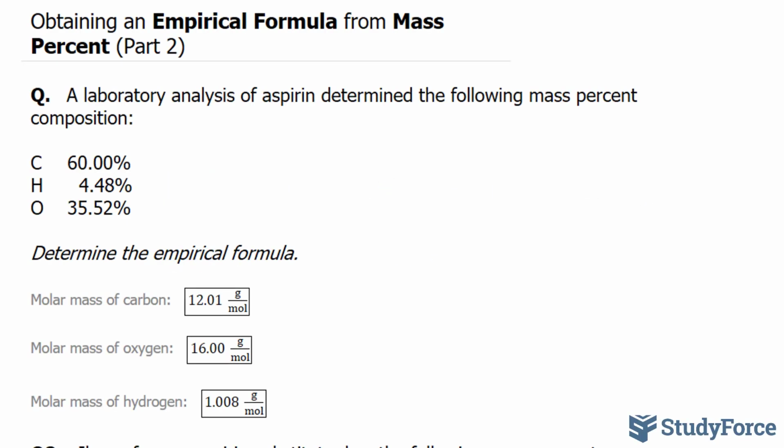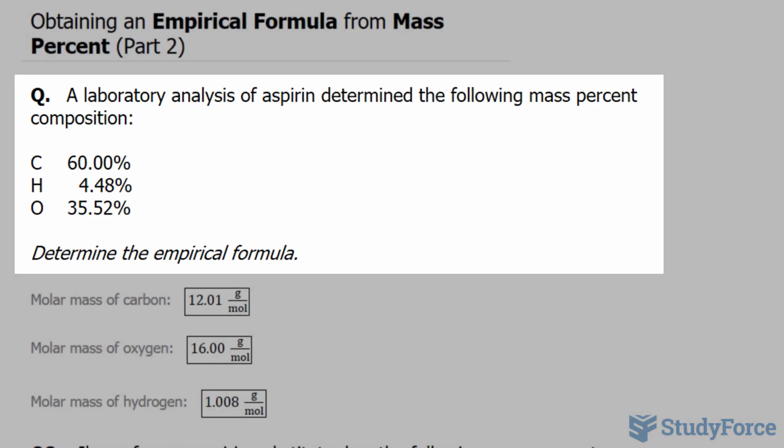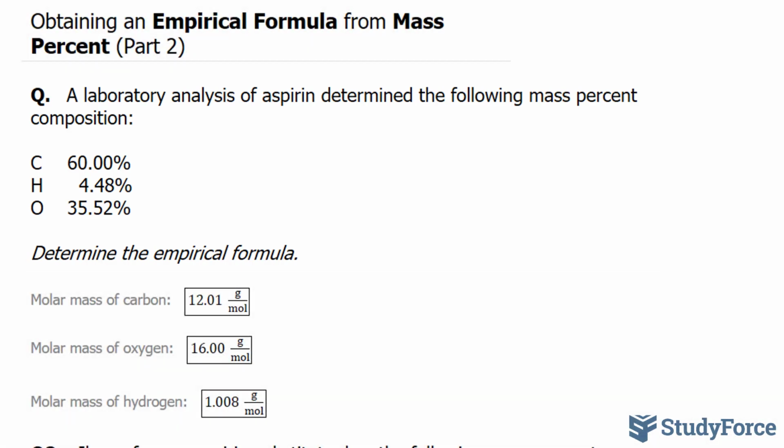In this lesson, I'll show you how to obtain the empirical formula for mass percent. This is part 2 in the series. The question reads, a laboratory analysis of aspirin determined the following mass percent composition: 60% carbon, 4.48% hydrogen, and 35.52% oxygen. Now, what I would like you to do is pretend that we had 100 grams of aspirin.